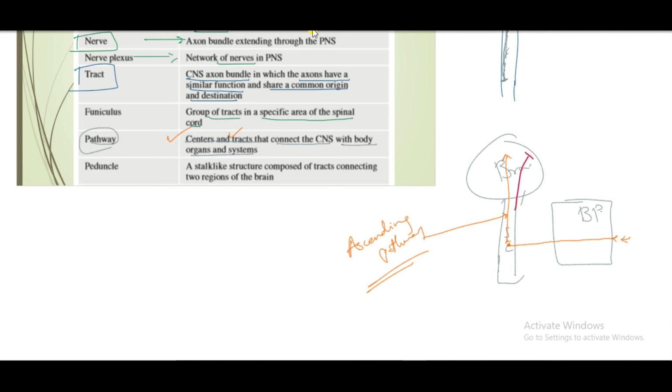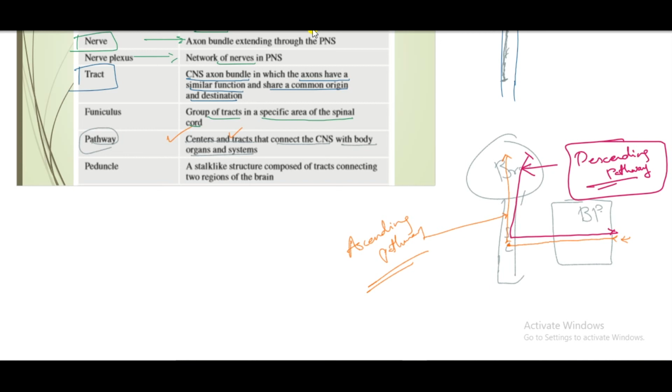And we have motor response. From the brain we have motor response to the body parts, and we take further actions. This is known as the descending pathway. So the descending pathway includes the center and the tracts, okay, which connect the central nervous system with body organs and systems.